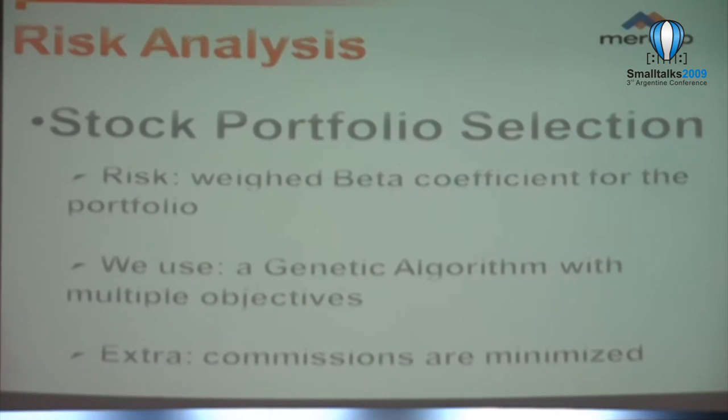It tries to, as it says there, minimize commissions, because if you have to sell or buy something that's not what you already have, you may have to pay a little bit extra. It also tries to reach your objective weight beta coefficient for all your portfolio. If you know the market's going up, you may want to ask the system to give you a proposal of how to spend your money in high valued beta stocks, or the contrary, if that's the case.